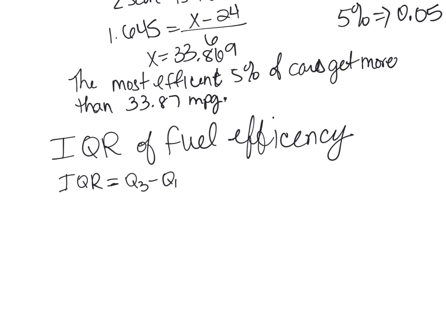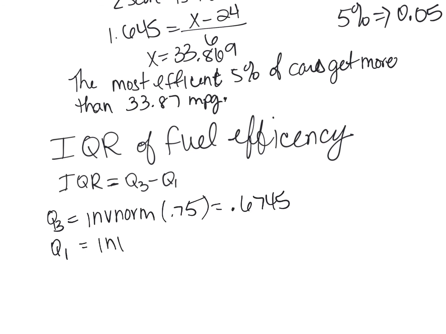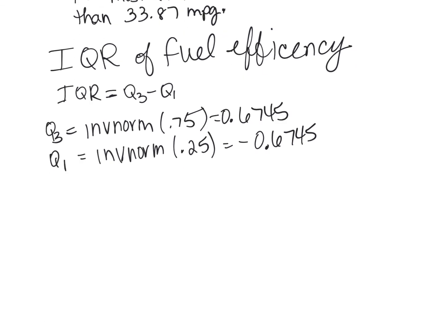Correct. So I need to find my inverse norm, 0.75, that's Q3, which is 0.6745. And Q1 is inverse norm, 0.25, which happens to be negative 0.6745. Why? Because my normal model is symmetrical, so if I'm 25% above the mean and 25% below the mean, the only difference in my z-scores is one's negative and one's positive. Okay? So I have to find the two x values.